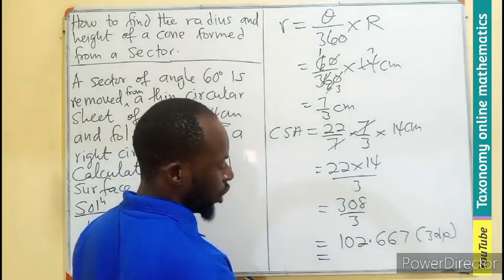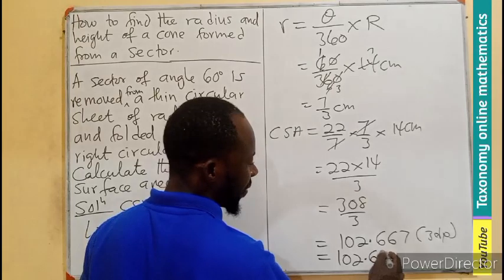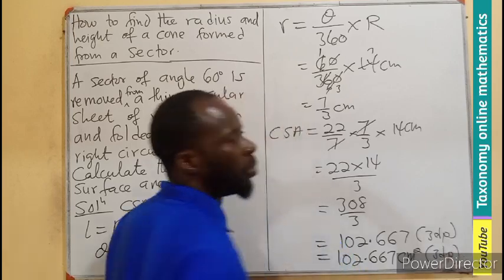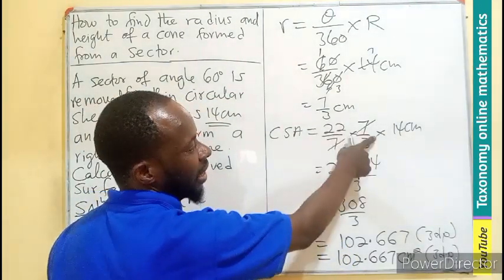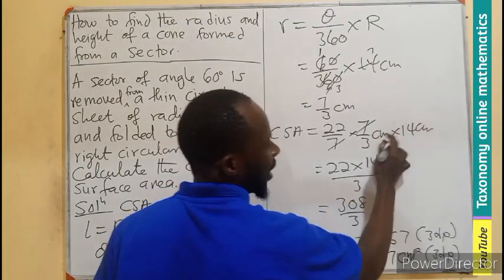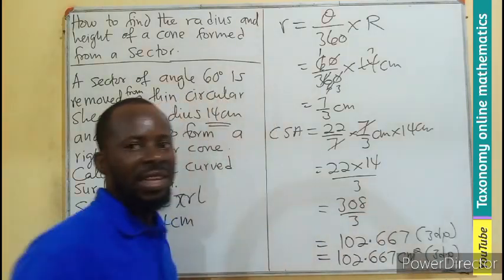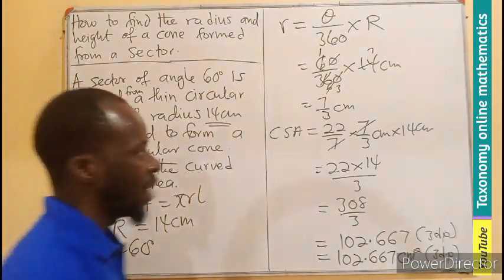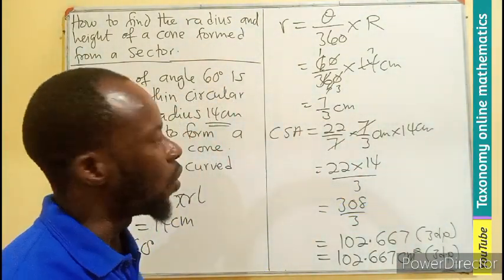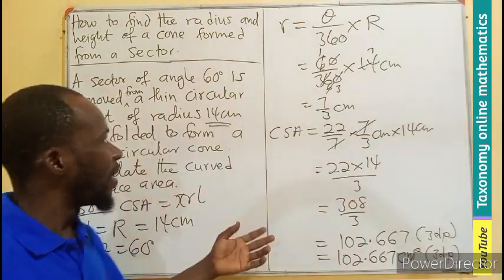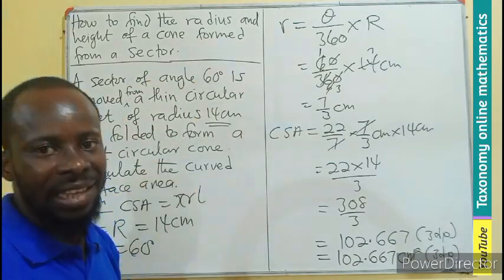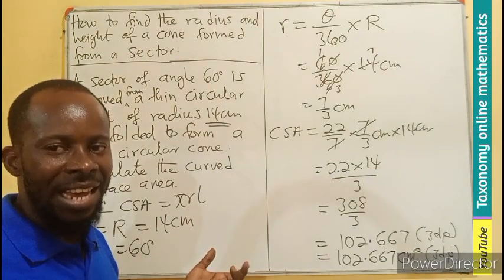But let's include a unit. So 102.667 centimeters squared to 3 decimal places. Don't forget the radius has a centimeter, and then 14 centimeters. When the two centimeters multiply, it gives us centimeters squared. We can also calculate without the unit, and when we get to the final stage, we introduce the unit. Alright, so you can see how we can find the curved surface area of a cone if it is folded from a sector. I believe the concept is clear and the idea is clear as well.